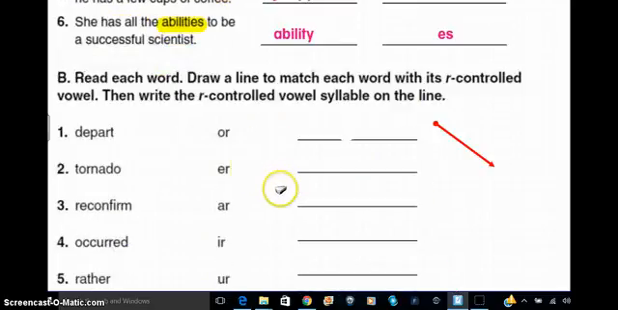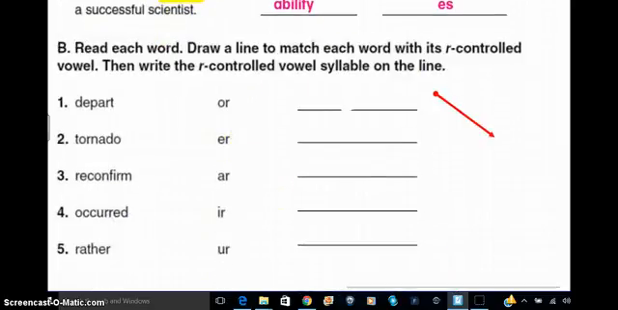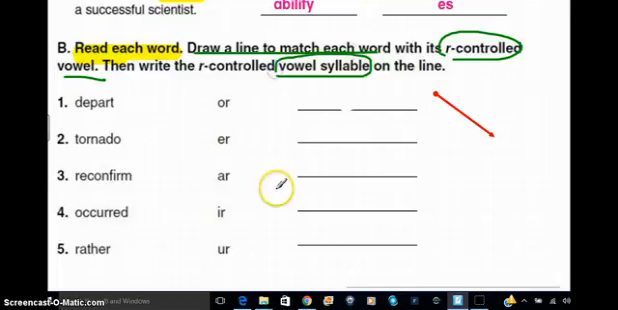All right. So let's go ahead and let's go to part B. Read each word. Oops. I got my highlighter on, didn't I? Draw a line to match each word with its R-controlled vowel. Then write the R-controlled vowel syllable. Now, some of you are probably thinking what vowel syllables are.